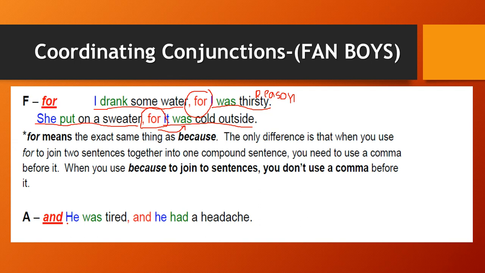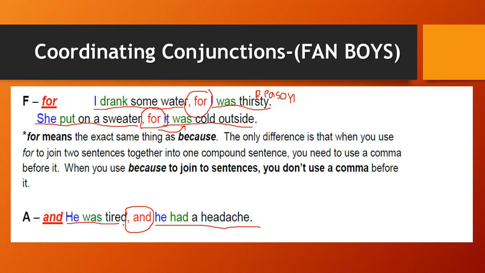The second one is and. He was tired. He had a headache. Was he tired only, or did he have both of them? He was tired and had a headache, or he was tired or he had a headache? Yes, he had both of them, tired and had a headache. That's why I use and, because and is used for adding something to something else.